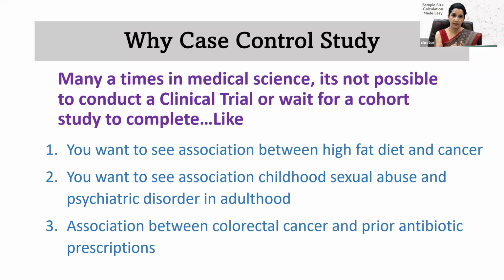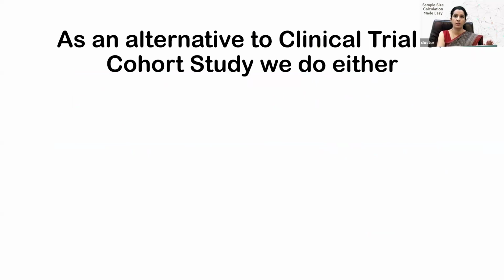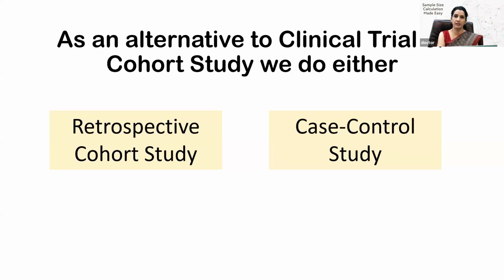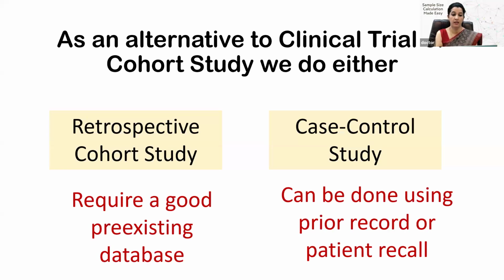Again, the same with the question of the association between colorectal cancer and prior antibiotic prescription. This is a research question where, through a case control study, you can prove the association. So it is an alternative to the clinical trial or cohort study. Basically, you can do either a retrospective cohort, if you have got a good database and can classify the individuals based on exposure status, or a case control study when you have the cases.